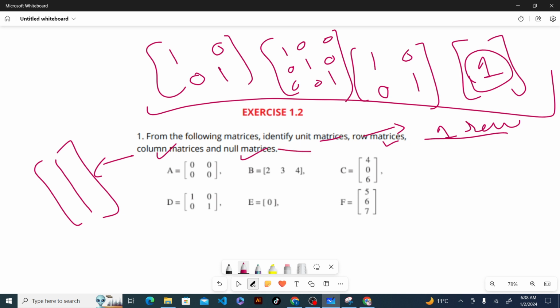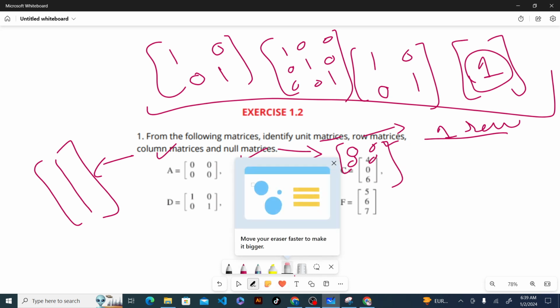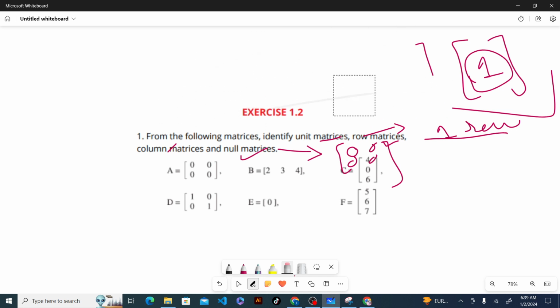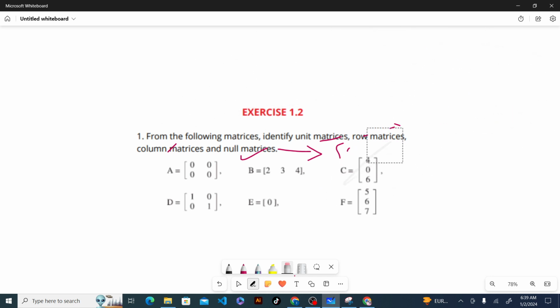And for a null matrix, what do we have? We have all the elements equal to 0. It doesn't matter how many elements are in the matrix, whether it is one element or 1000 elements, but they all need to be equal to 0. So this was the explanation of the types of matrices defined here. Now we come to the main question, that is to identify the following matrices. We have to mark them.